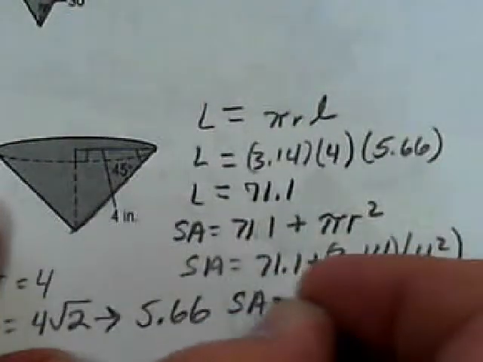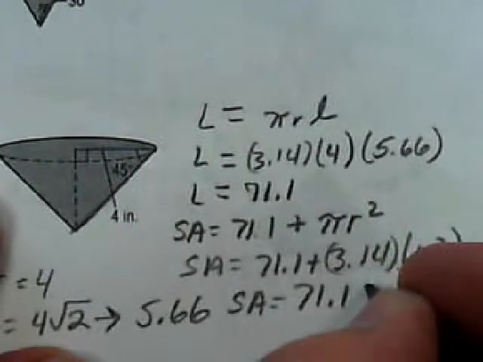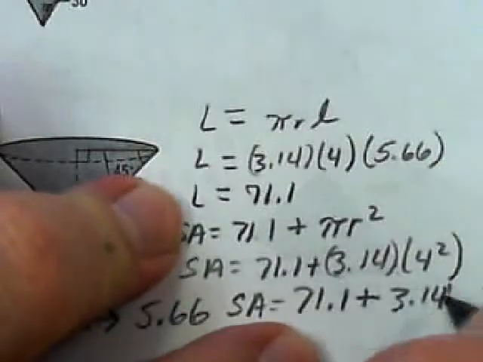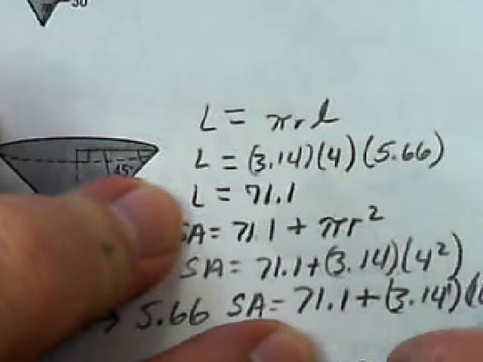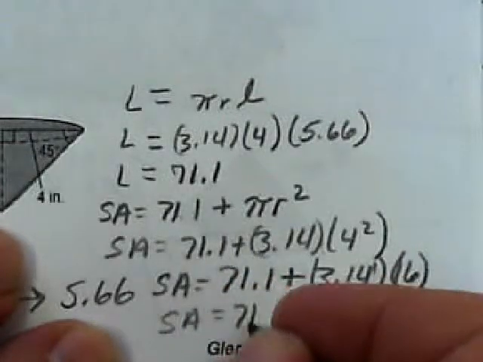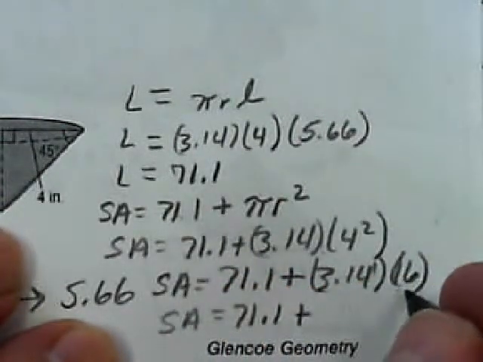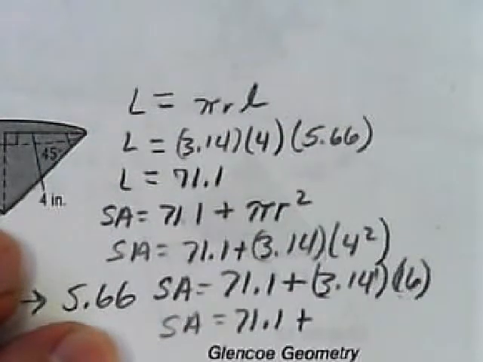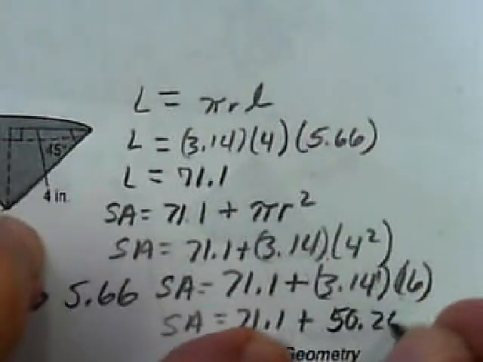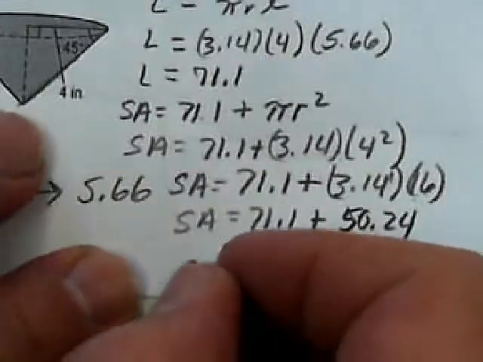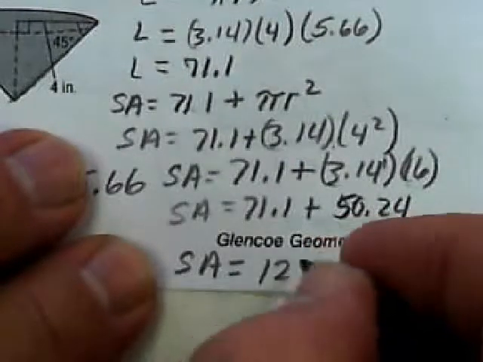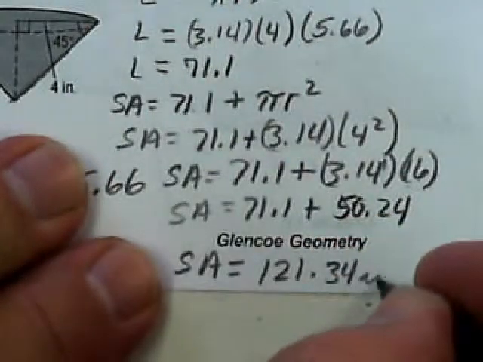So the entire surface area would be 71.1 plus 16 times 3.14, which is 50.24. So the total surface area is 121.34 inches squared.